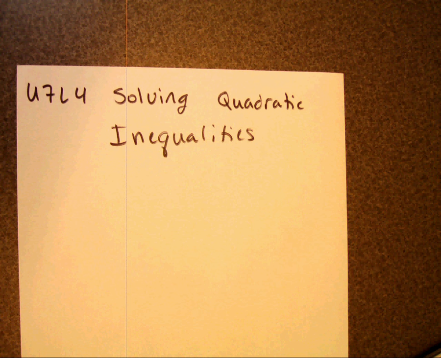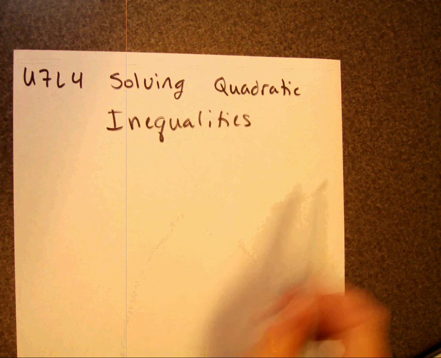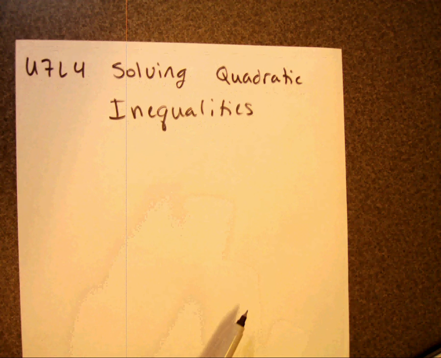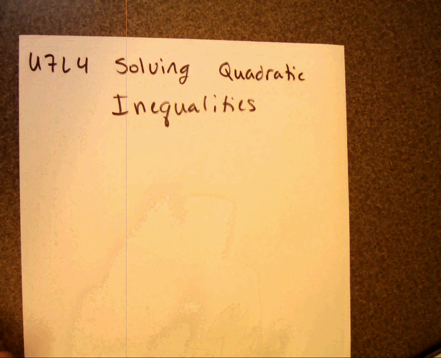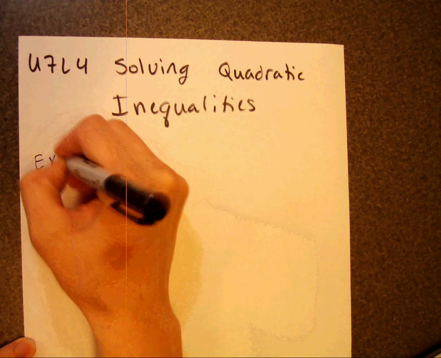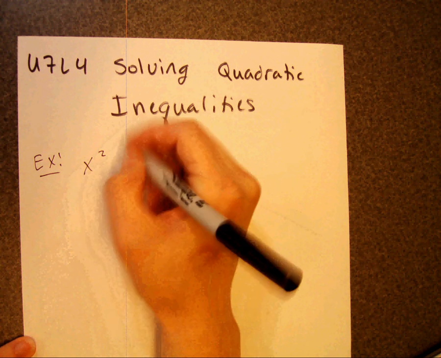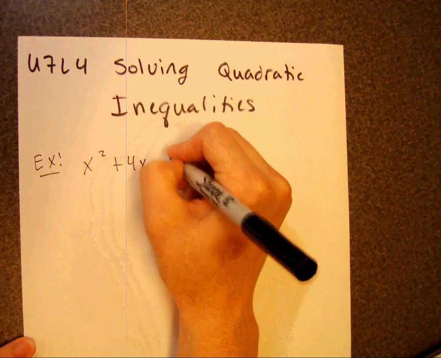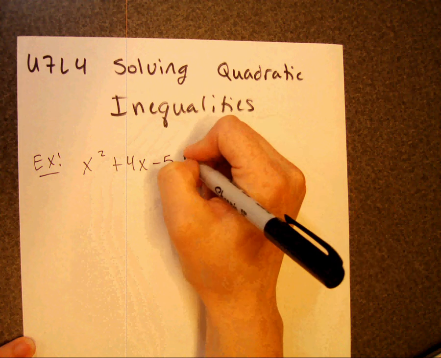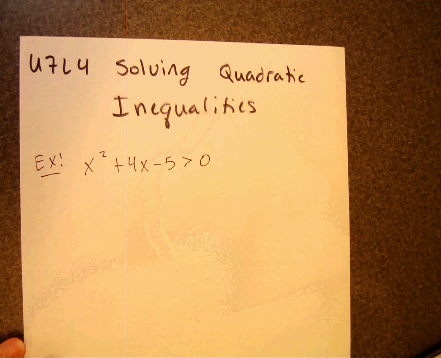Alright, today we're doing Unit 7, Lesson 4, Solving Quadratic Inequalities. Whenever we solve quadratic inequalities, we start off exactly like we would a regular quadratic equation. So I'm just going to jump into an example. Let's say I have x squared plus 4x minus 5 is greater than 0.